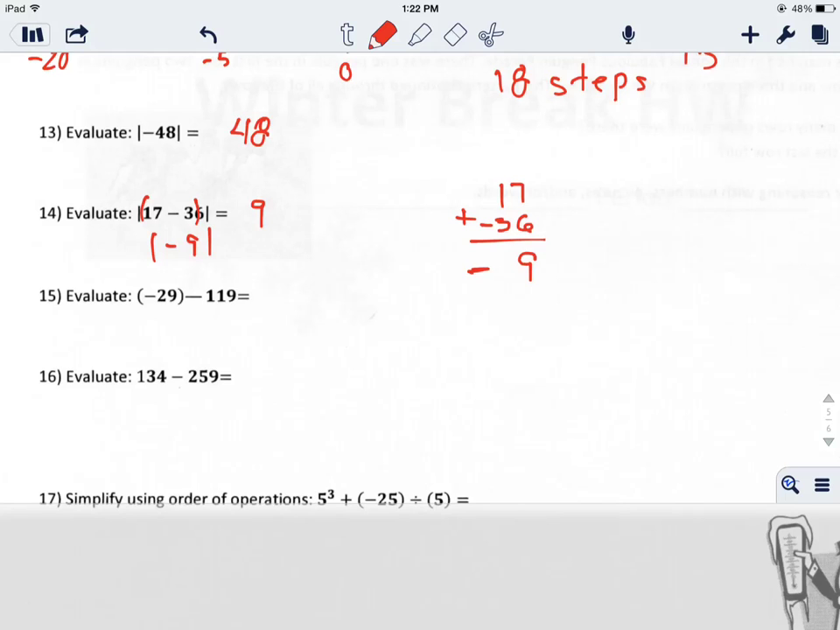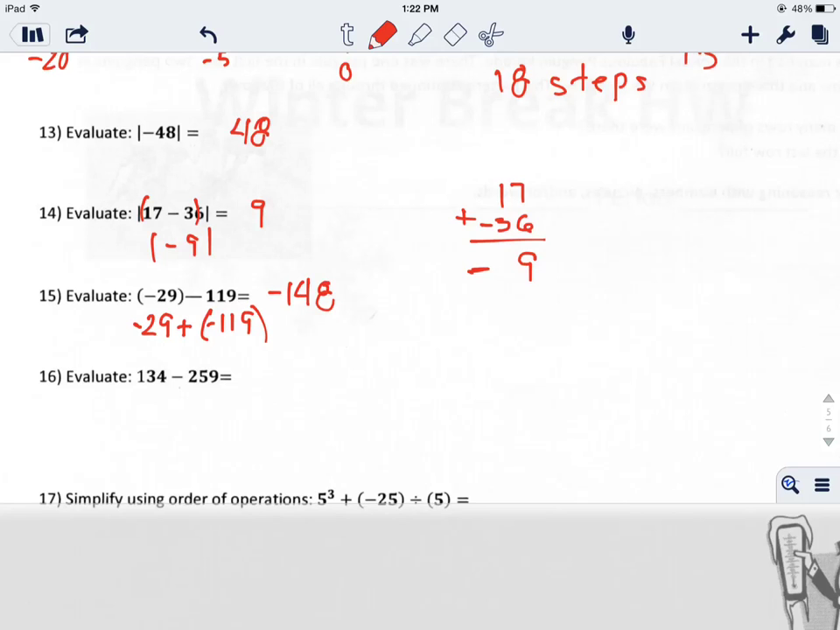So absolute value. This would be, see, I'm going to change this to an addition problem, negative 29 plus the opposite of 119 is negative 119. The negative team got 29 points, and they also have 119 points. We would just add those together. The negative team got a total of 148 points. The positive team didn't score at all.